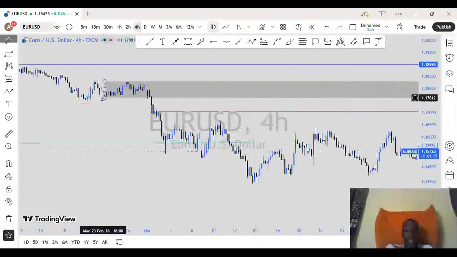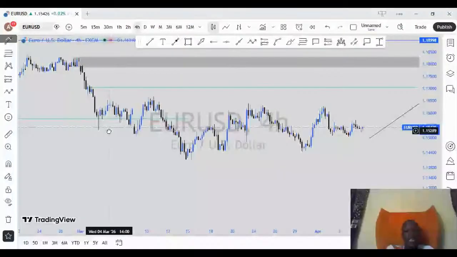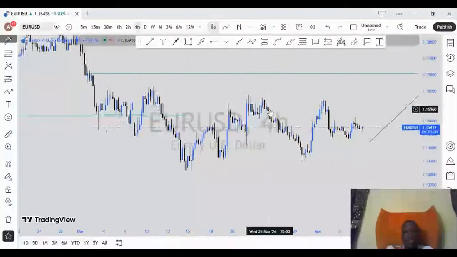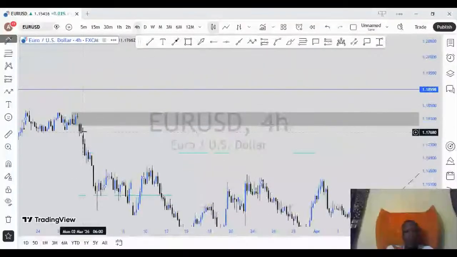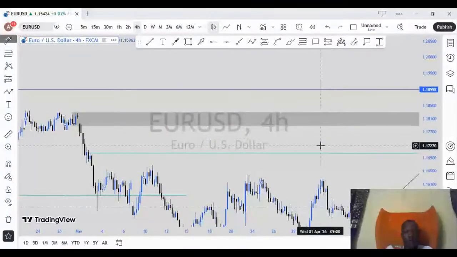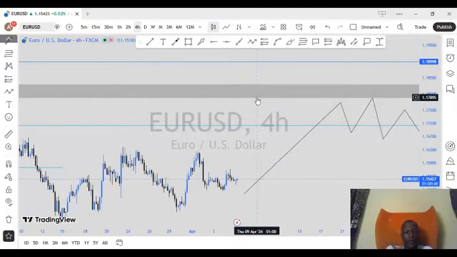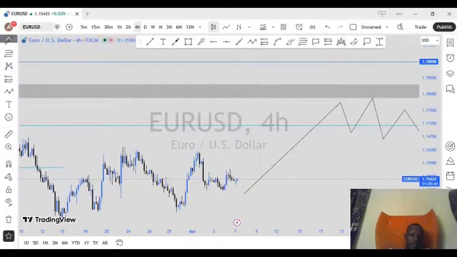Now, as I told us, supply zone is the bearish candle before the bullish. So this is our supply zone, which we expect market to come back to this level before going up, before going down rather. So we expect, then we sell the market from there. So this is what we have on EURUSD.